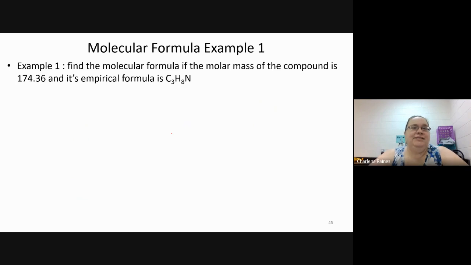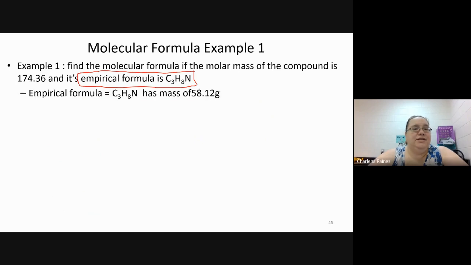So let's look at this example here. We have the compound that we know its empirical formula of, but we need to find the molecular formula, and we're given its mass. So the mass is 174.36. That is my molar mass. The number that's in the problem is always my molar mass. I have to calculate my empirical mass. That means I need to find the mass of that compound right there. And to do that, I just add up 3 carbons, 8 hydrogen, and 1 nitrogen.